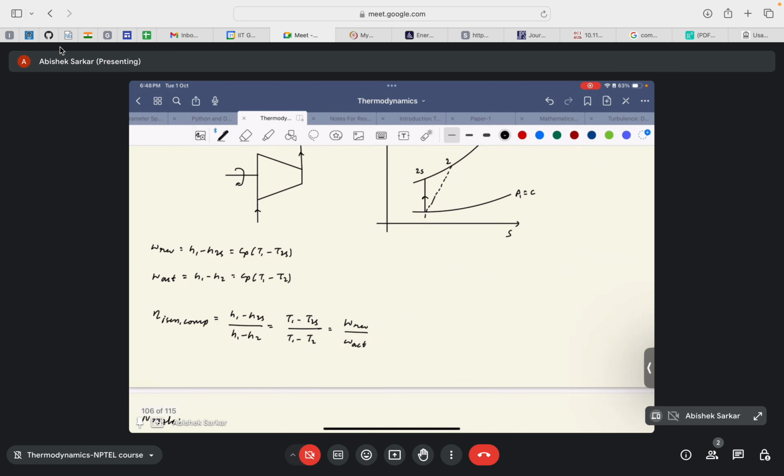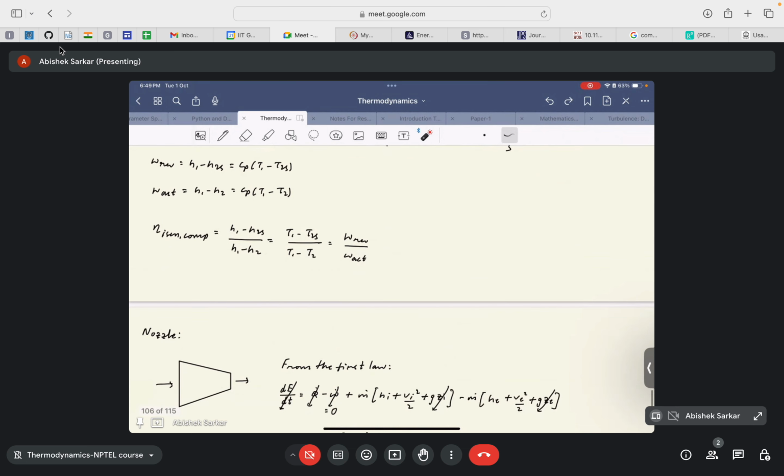Now since W actual is higher among the two, we can write eta isentropic for a compressor as W reversible by W actual, or H1 minus H2S by H1 minus H2. If we consider an ideal gas, it will basically be T1 minus T2S by T1 minus T2, because the Cp term will cancel out from both the numerator and the denominator. It is W reversible by W actual, the ratio of the smaller over the bigger value.